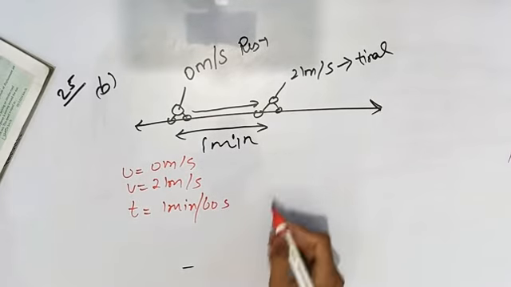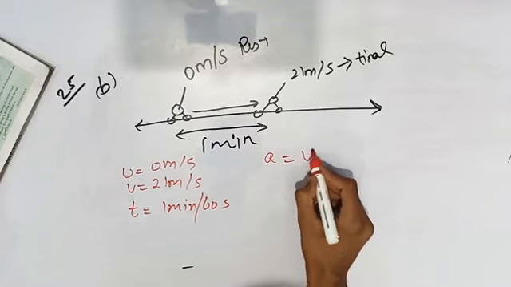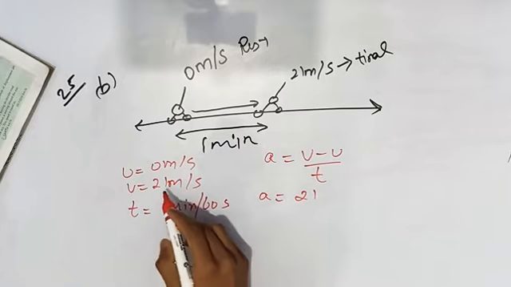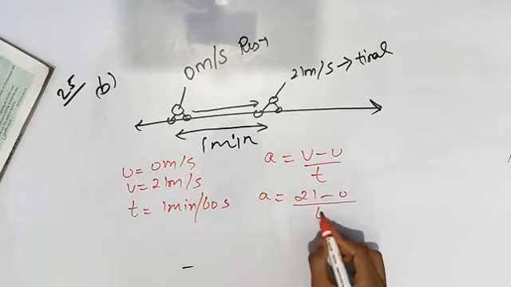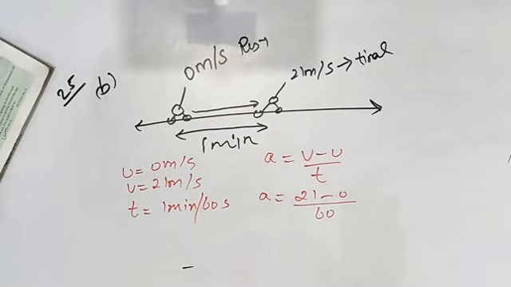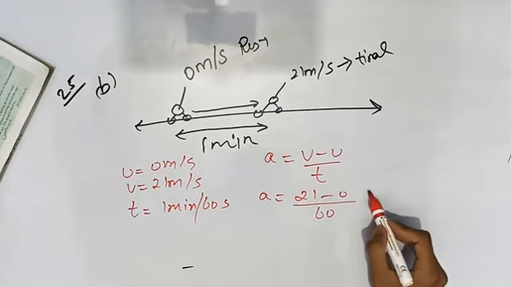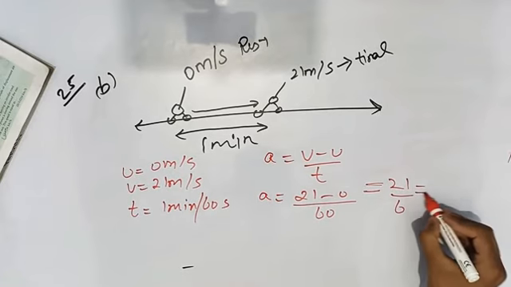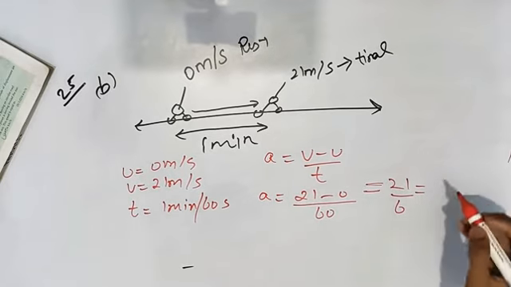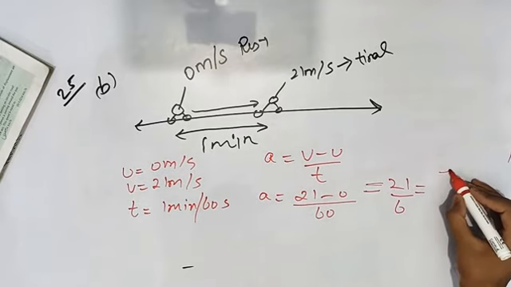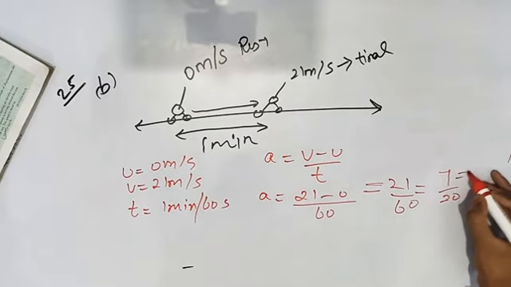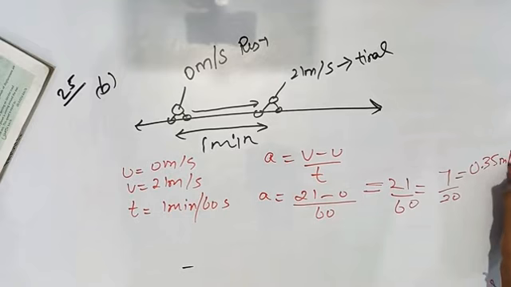So now we will put them in the acceleration formula, that A is equal to V minus U upon T. So A is equal to V, we are given 21 meter, and U is 0. The time taken is 60 seconds. So what is the acceleration? You can comment to me in the comment box. So the acceleration will be 21 upon 60, and when we divide it, we will get 7 upon 20, or we can say it is also 0.35 meter per second square.